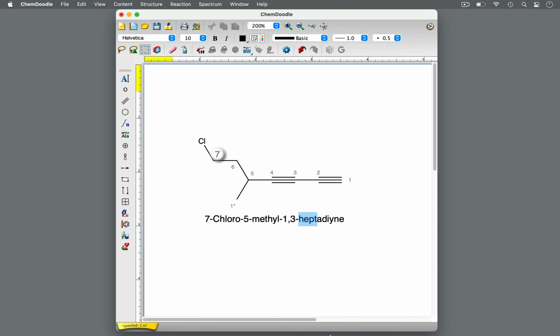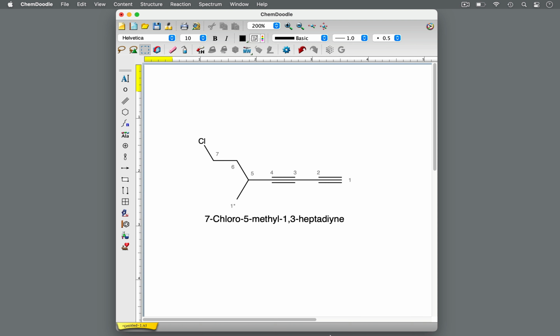We also append hept with an A, so there aren't 2 consecutive consonants, the T and D. Remember to include the locations of the triple bonds as well. Here, there's a triple bond starting at carbon 1 and another beginning at carbon 3. So this molecule is 7-chloro-5-methyl-1,3-heptadiyne. IUPAC nomenclature allows for the systematic naming of alkynes.